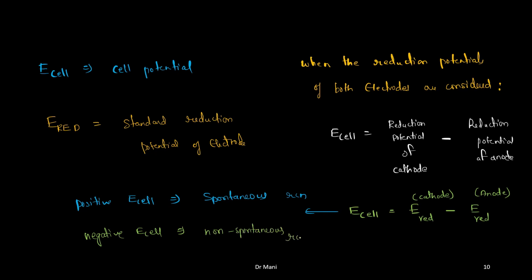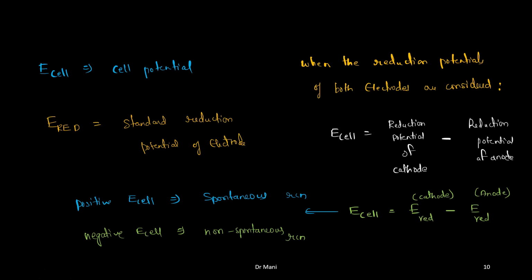So when will the E cell be positive? When you see a large difference between the cathode and the anode. The larger the difference between the reduction potentials of the cathode and the anode, the greater the cell voltage. That means the reduction potential of the cathode should be very high and that of the anode should be very low, so that you subtract the least negative value from the positive value and get a major difference.